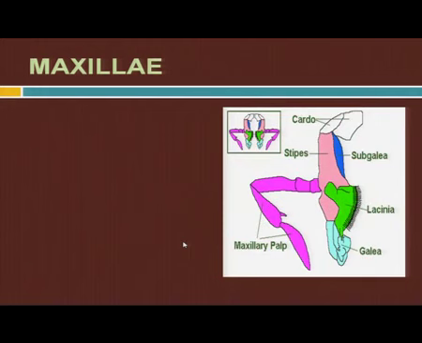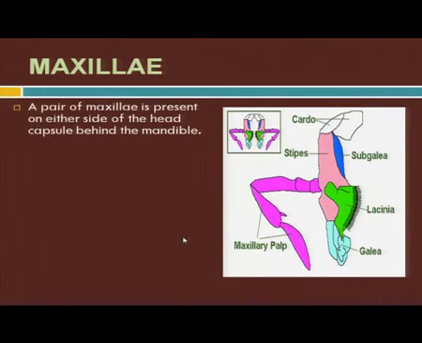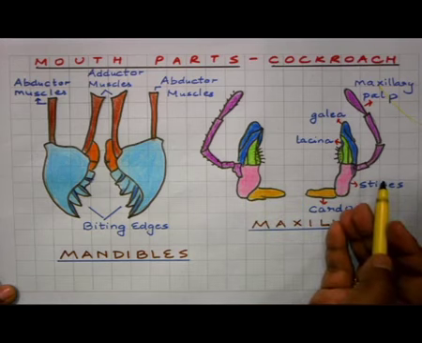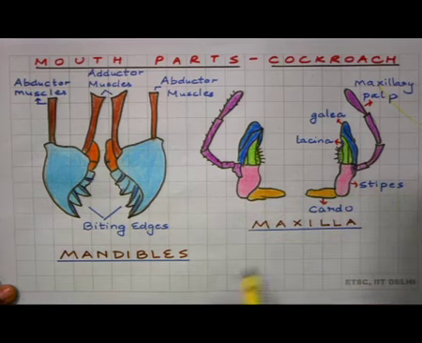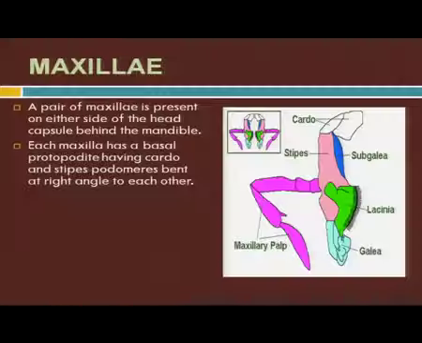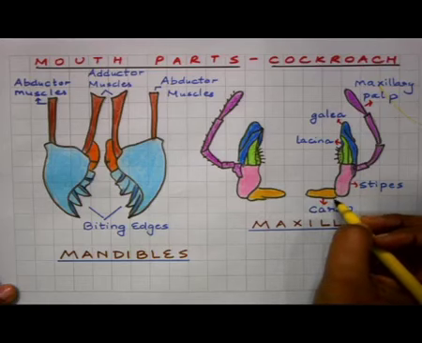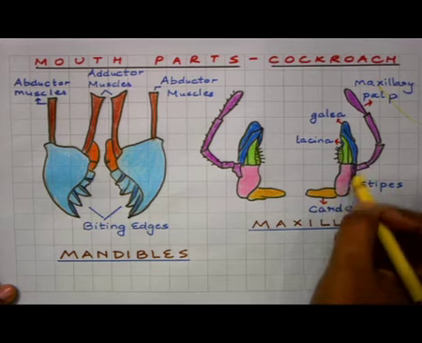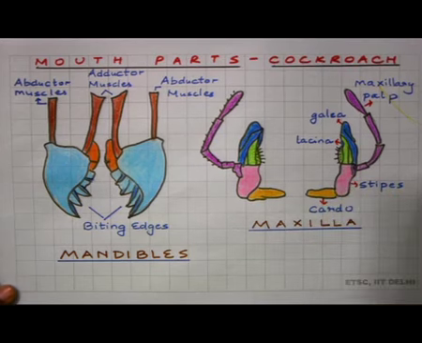Next, coming on to the maxillae. The maxilla is present in pairs on either side of the head capsule and behind the mandible. Each maxilla has a basal protopodite having cardo and stipes. You can see this basal area which is divided into cardo and stipes, and they are bent at right angles to each other.